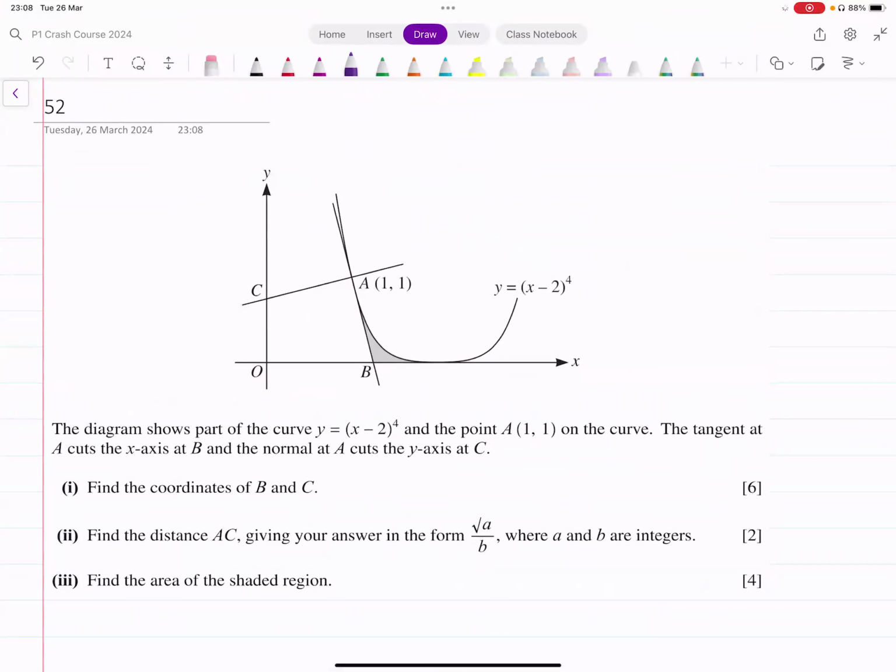Okay, so it says the diagram shows part of the curve y equals (x minus 2) whole raised to power 4 and the point A (1, 1) on the curve. The tangent at A cuts the x-axis at B and the normal at A cuts the y-axis at C. Find the coordinates of B and C.